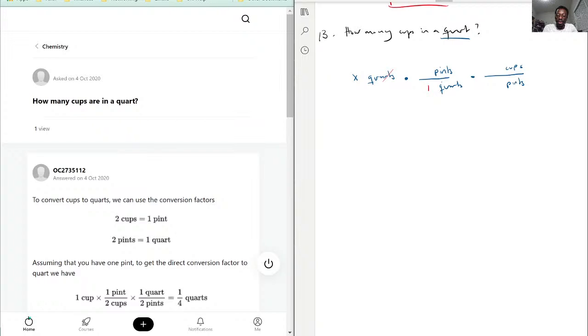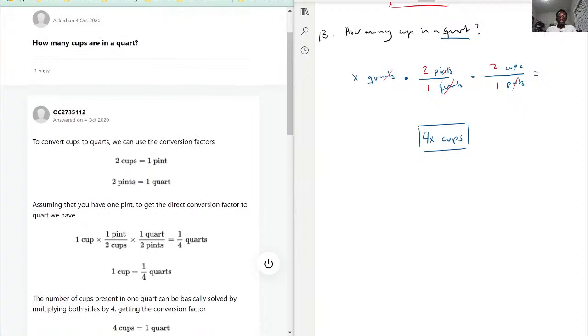So let's see what we're dealing with here. 2 pints in 1 quart. Okay, that's what it says. And 2 cups in 1 pint. So if we now cancel out the units, we're left with cups. We multiply the numerators, multiply the denominators, and divide the numerator by the denominator. And you'll see that for every quart, there are going to be 4 times as many cups. That is what we are left with as the answer. So how many cups in a quart? Let's say we had 1.2 quarts for some reason. We just multiply that by 4. So we would have 4.8 cups in 1.2 quarts. Okay? So that's the conversion here.